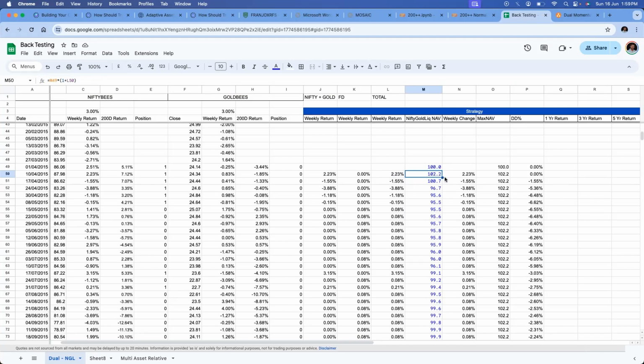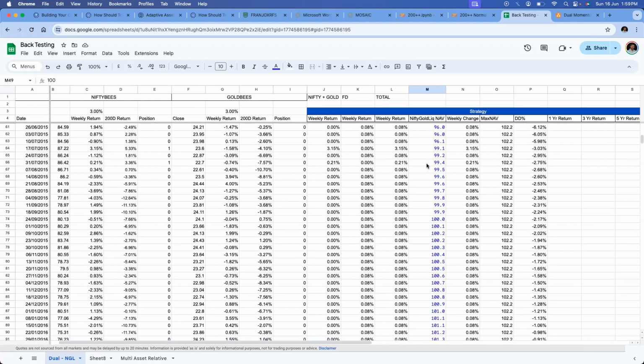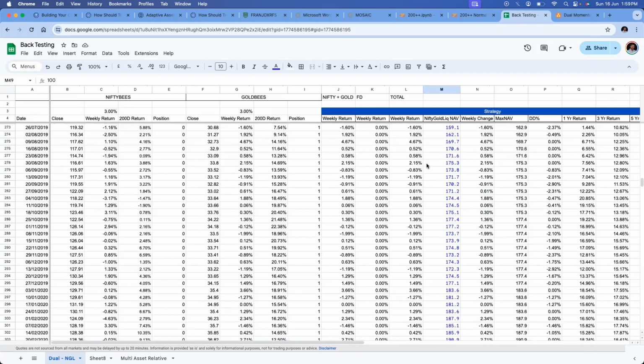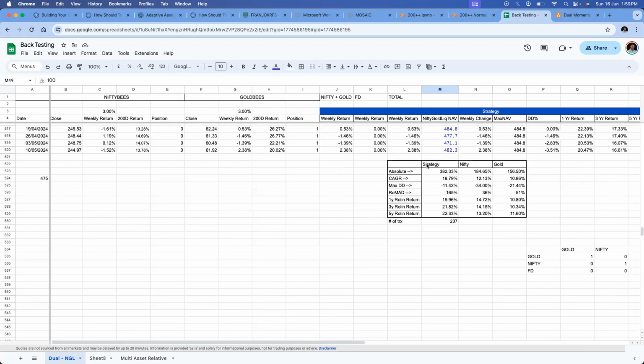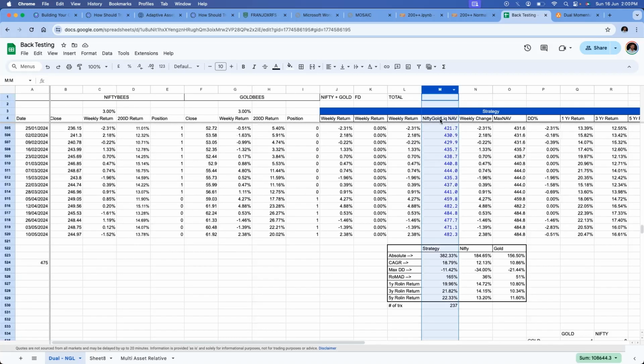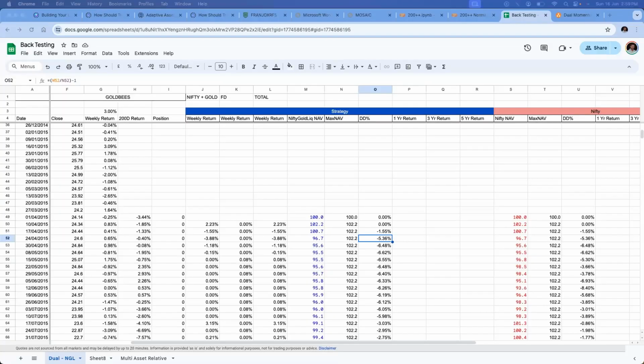And you double click on this or drag it, you will get the equity curve for the dual momentum strategy. So that is how this blue color line is represented. Now what I'll do is I'll calculate the rest of the important metrics like maximum drawdown and rolling returns.